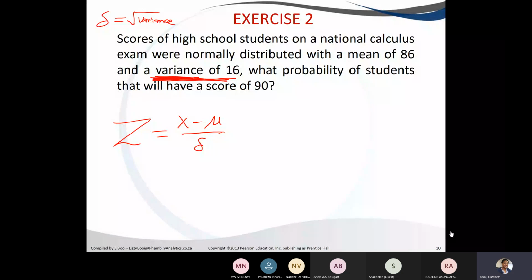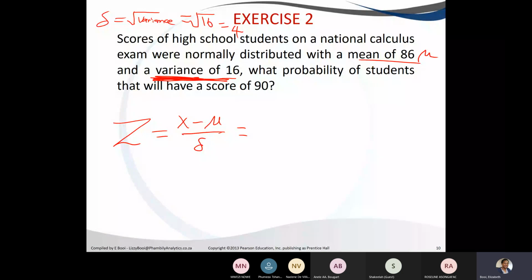Shakila says it is 1. Have you all calculated it? Okay, let's see if we all calculated it and we get 1. So we know that that is the square root of 16. Not 4. I'm already in an answer mode. The square root of 16 is equal to 4. So our standard deviation is 4.